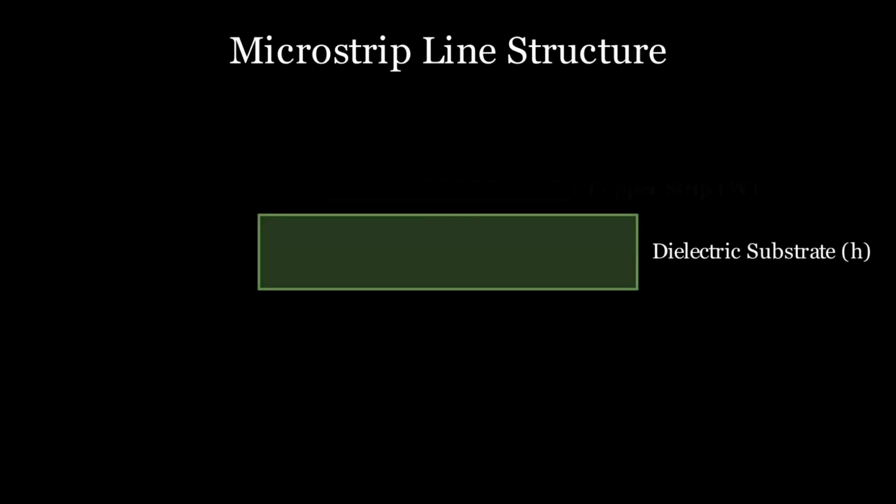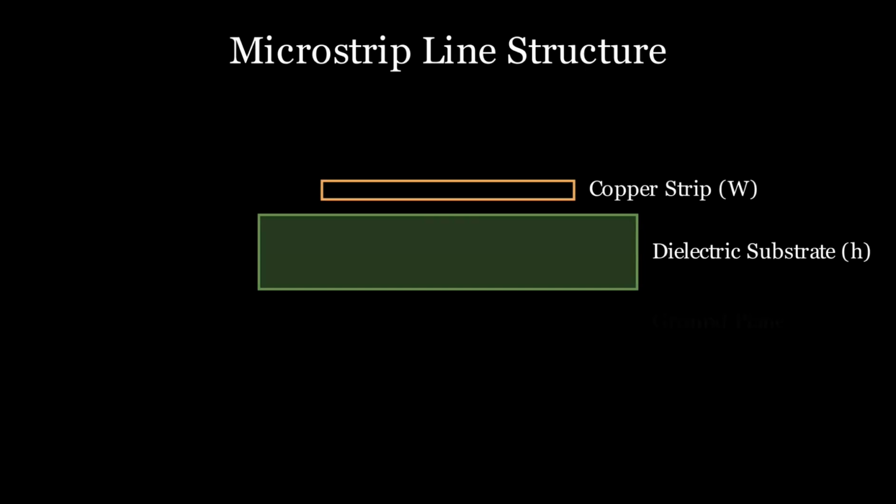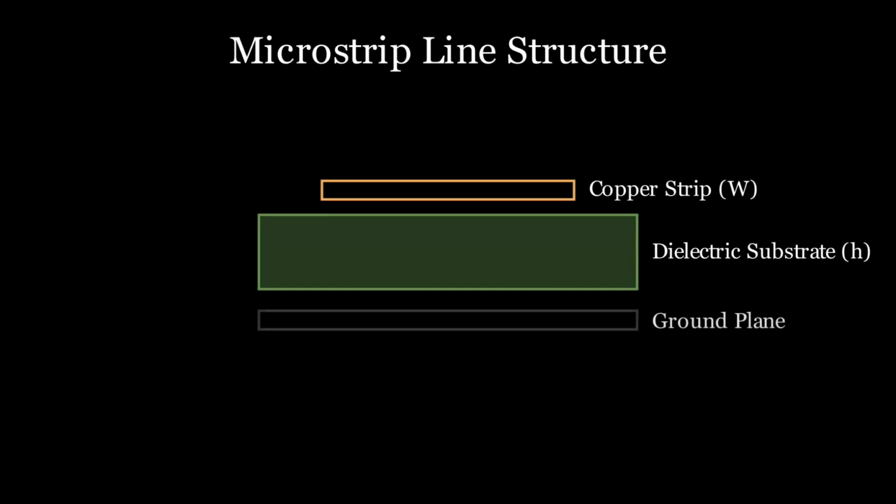Here, we can see the structure more clearly. On the top, we have the copper strip that carries the signal. Underneath, we have the dielectric substrate, in our example, FR4, with a relative permittivity of 4.4. At the bottom, we have the ground plane. The width of the strip and the thickness of the substrate determine the characteristic impedance of the microstrip line.